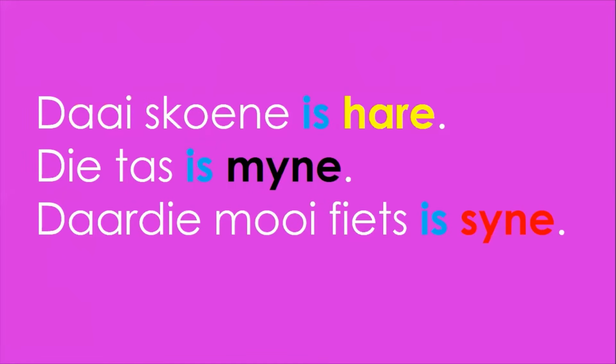Okay, so you will never start the sentence with hare tas, or something like that. Never. Okay, and it will also not be followed by an object. I don't want to say it will always be at the end, because that is not the rule. However, most of the time it might be at the end of the sentence. But also check for what stands in front of it. I also don't want to say always, but most of the time it will have is in front of it. Daai skoene is hare, because we're referring to whose is this? Die tas is myne. En daardie mooi fiets is syne.